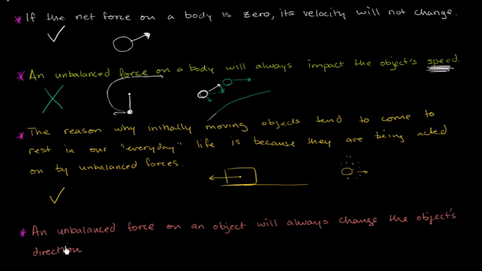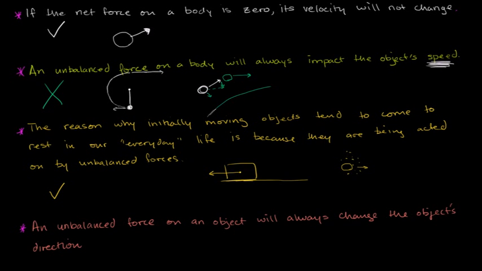And then the last statement. An unbalanced force on an object will always change the object's direction. Well, this one actually is maybe the most intuitive. If I have a block right over here, and it's traveling with some velocity in that direction, 5 meters per second. If I apply an unbalanced force in that same direction, so that's my force right over there, I'm just going to accelerate it in that same direction.